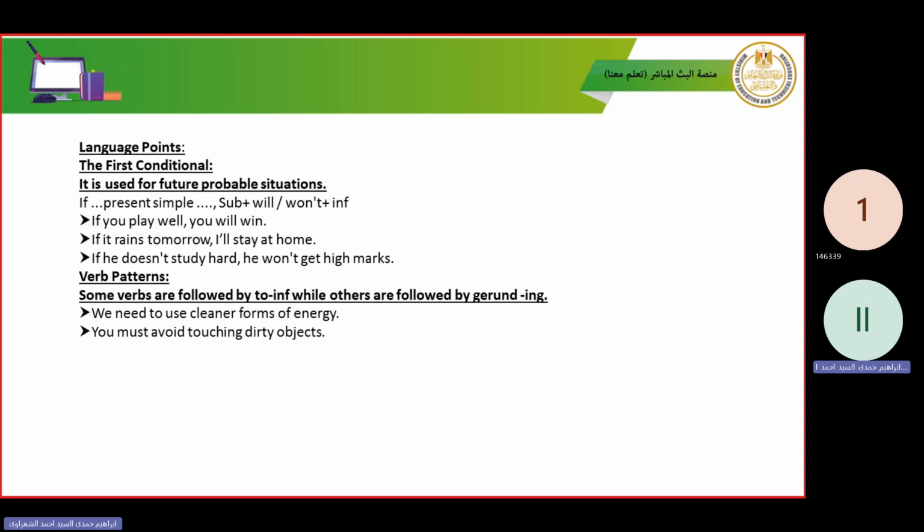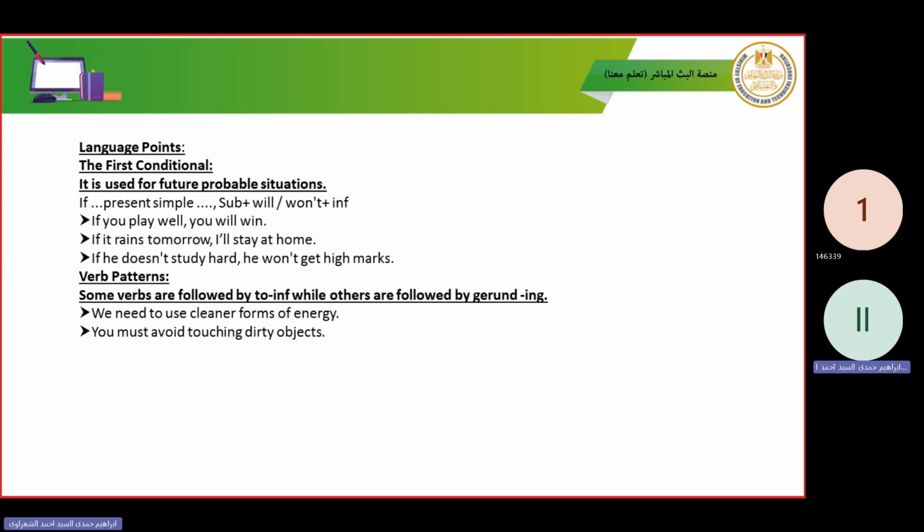If it rains tomorrow, all present simple. Infinitive, or infinitive with s, es, ies, as we are used to. This is a very old lesson. If it rains tomorrow, I will stay at home. If he doesn't study hard, this is a negative example, he won't get high marks. Okay, this is the first conditional, type 1 of if. It consists of if, our particle, and the if clause is in the present simple, and the second clause is the future clause.